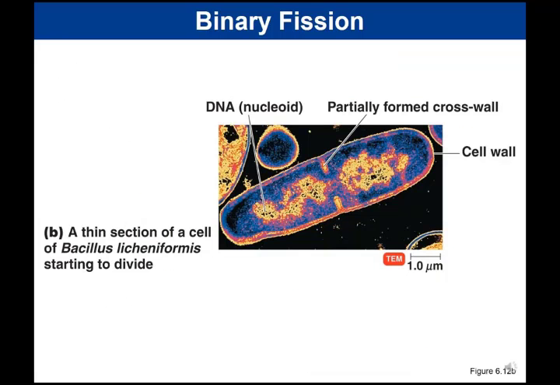And so this is just showing you an electron micrograph of a species of bacillus starting to undergo binary fission. And you can see here that there's this partially formed crosswall that's starting to divide the cell into two. And you can see DNA, two DNAs in these nucleoid regions. Remember, they're not contained within a membrane, so a nucleoid region. And they're in opposite sides of the cell. And then eventually that crosswall is going to form. It's going to form a septum, which is going to divide that cell into two.